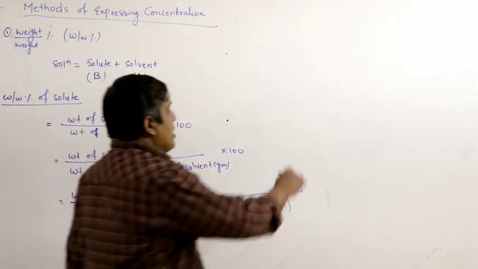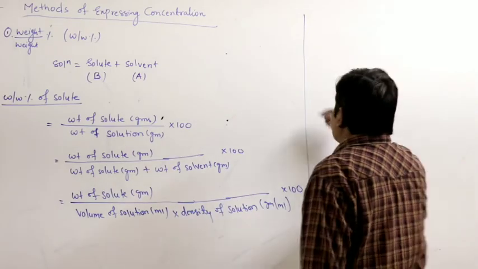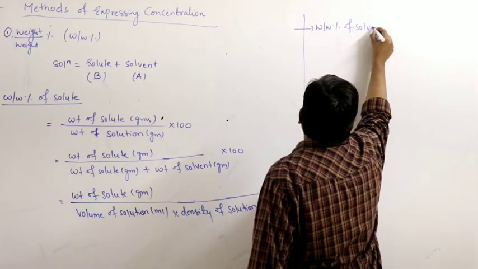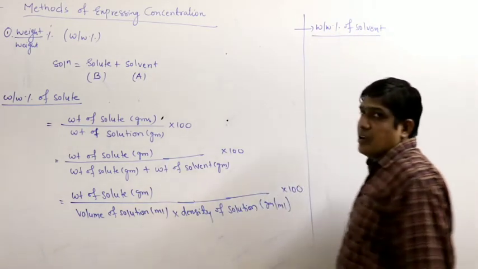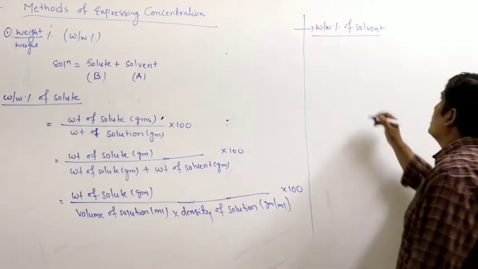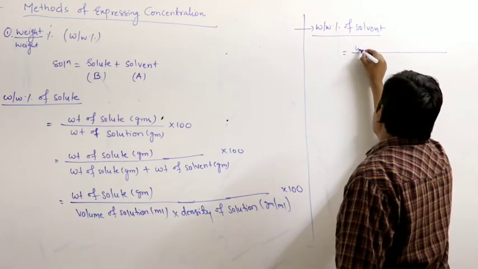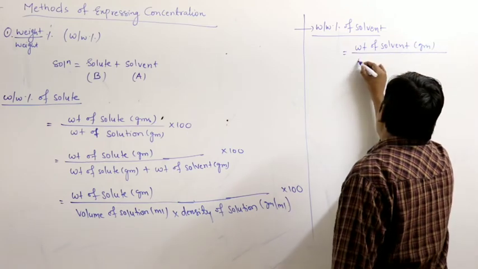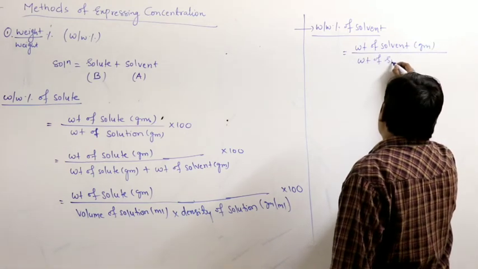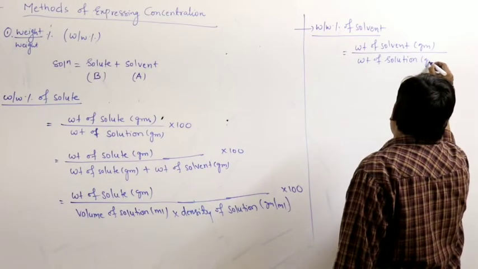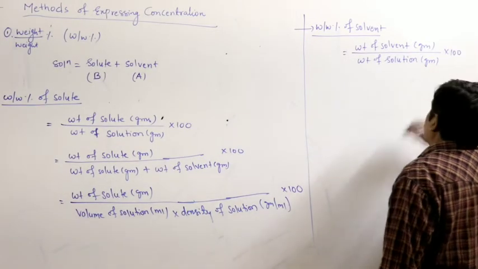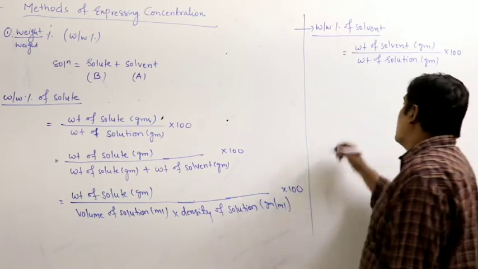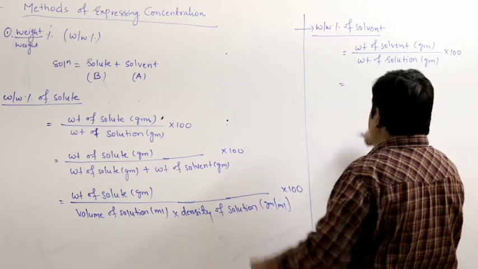Similarly, you can write for weight by weight percentage of solvent. So total weight of solvent, what is the mass fraction of solvent? In the same way, weight of solvent in grams by weight of solution in grams into 100. You can write in these two forms also, no problem.